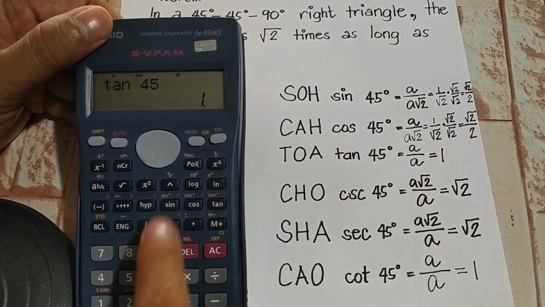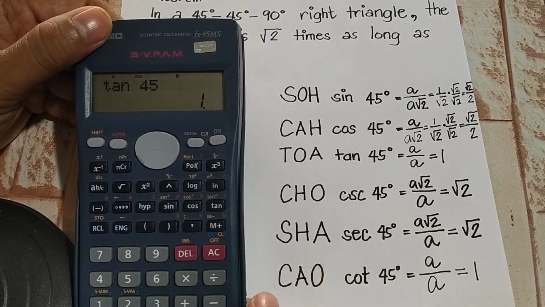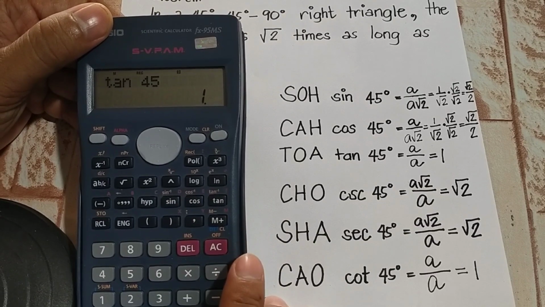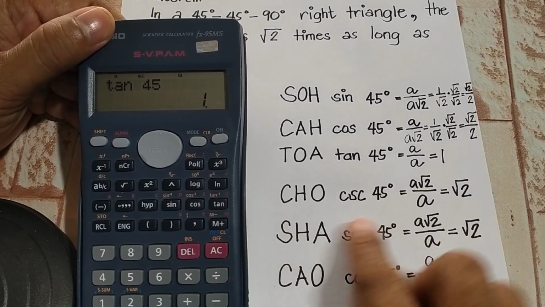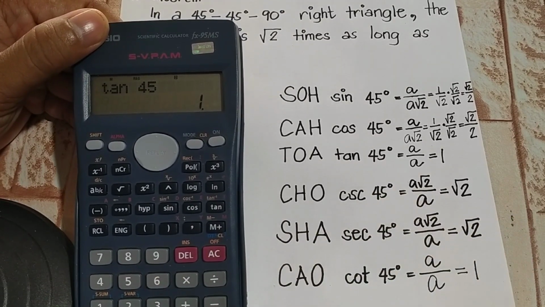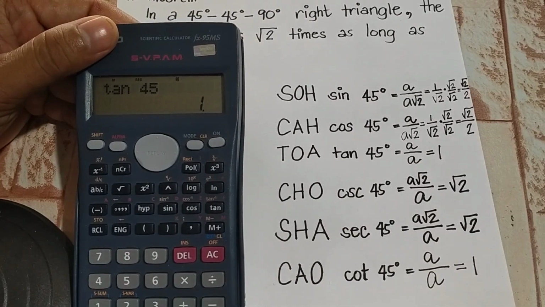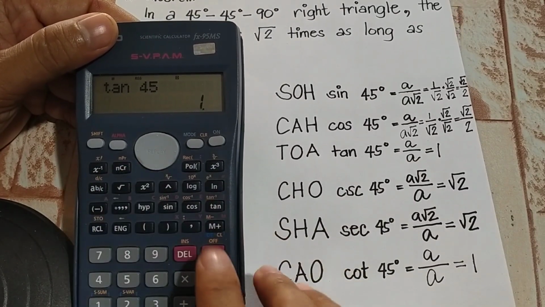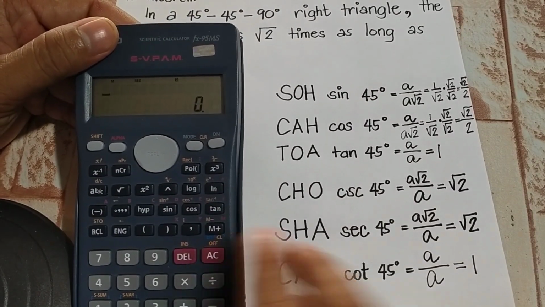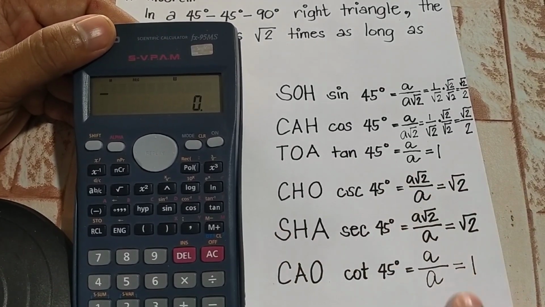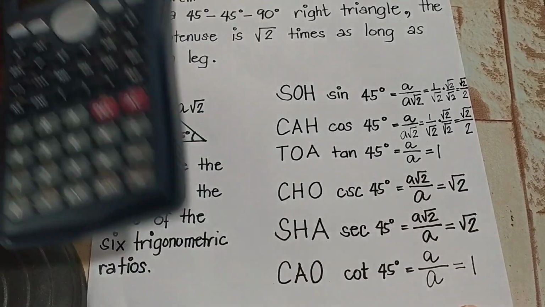Next, we have cosecant. Okay, so cosecant 45. There's no need to find it in our calculator, anyway, you have it there already.